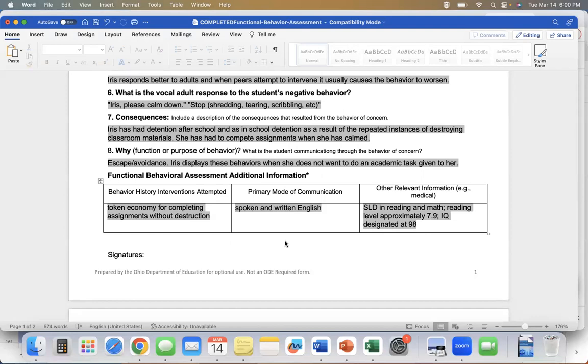They're trying to communicate. So how the student communicates is super important in this process. And then some other relevant information here. Iris has a specific learning disability in reading and math.